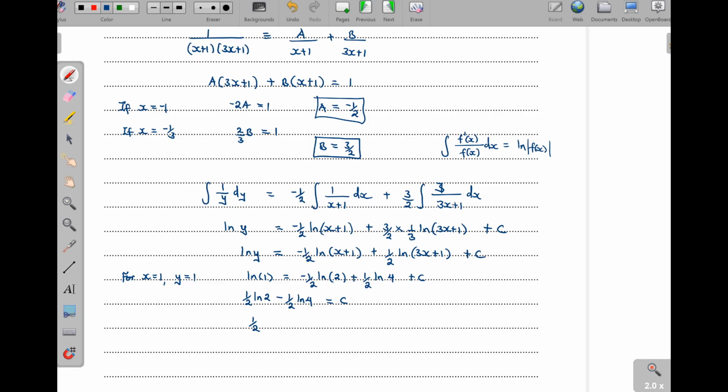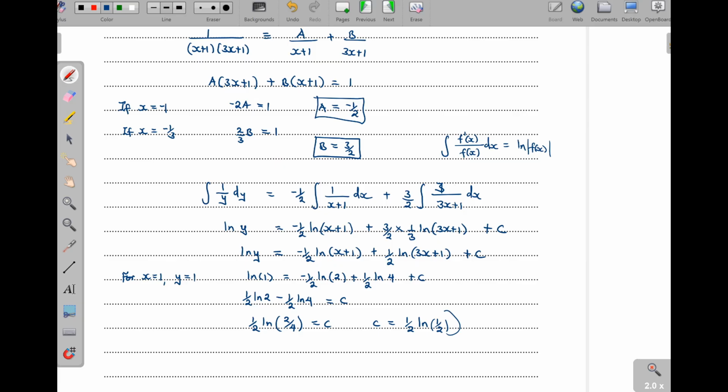Now, this half here is common, so I can factorize it, and then we have 2 here, then out of the 4. Because this is subtraction of logarithms, we divide the powers, not so? So that means our c is going to be a half, then natural log of a half.